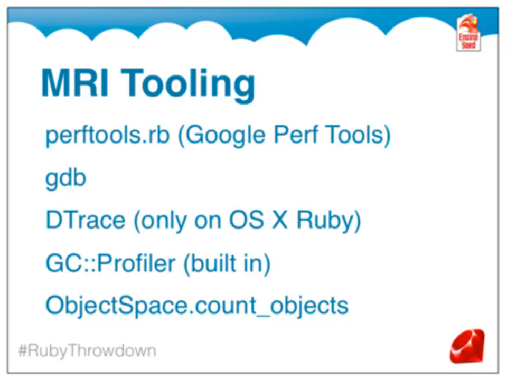Obviously, we can use GDB, but if we don't want to go that low level, Ruby comes with a GDB-style debugger. We can also use dtrace, but that only comes on OS X Ruby. However, we decided at RubyKaigi we're going to include dtrace probes natively in 1.9.4, so you can look for that. Also, there is a GC profiler built into Ruby, and I use that for counting memory size usage. I think we got some examples of that.